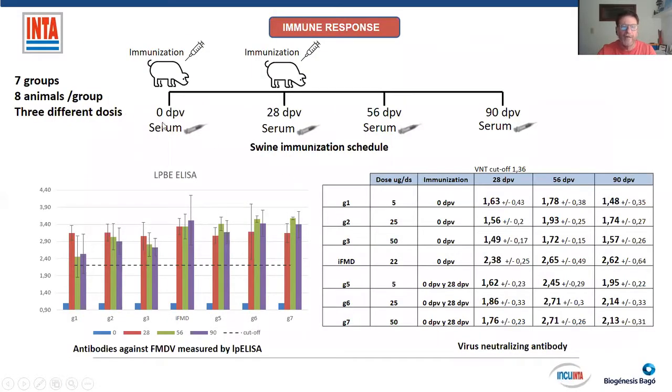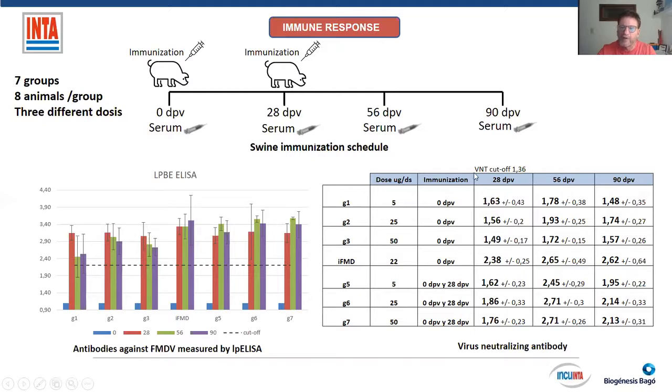In pigs, we made 7 groups, 8 animals per group, 3 different doses. We tested 5 micrograms, 25 micrograms, and 50 micrograms with 1 immunization or with 2 immunizations. And again, we compared with inactivated virus. This is inactivated virus. And you can see that in all the cases, we have a consistent immune response. Of course, when you have 2 doses, we have more antibodies. But again, when you look at the neutralizing antibodies, in all the cases we have high levels of antibodies.